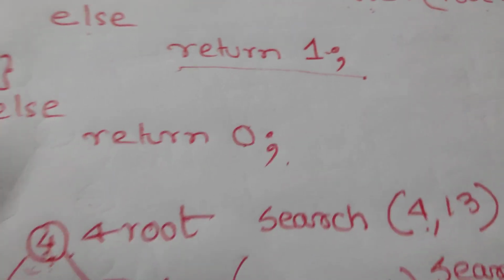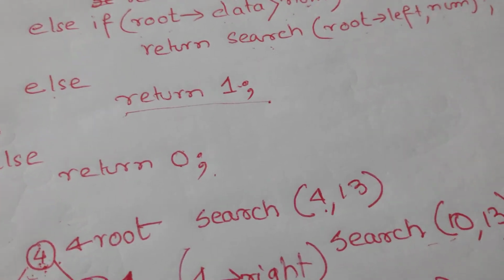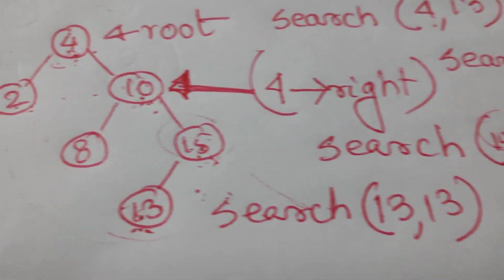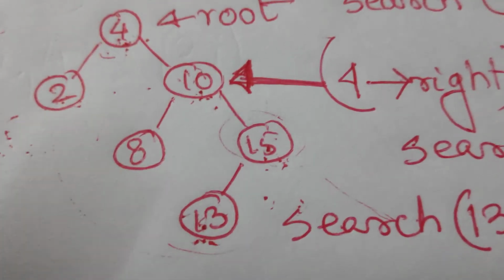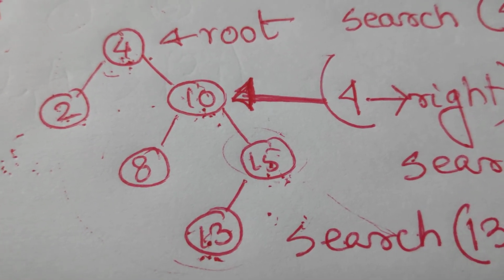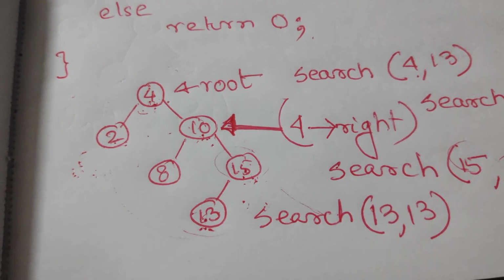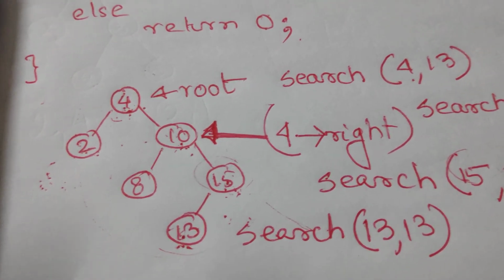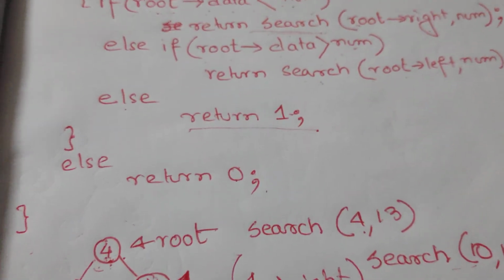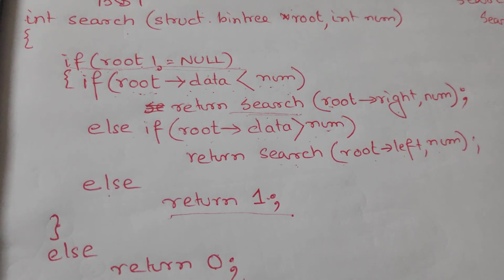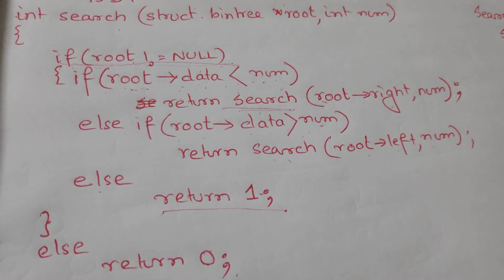So in a binary search tree, either you will get the number or you will reach a point where the node value becomes null to indicate that the number does not exist in the tree. So that is how the binary search tree search function works in a recursive manner.